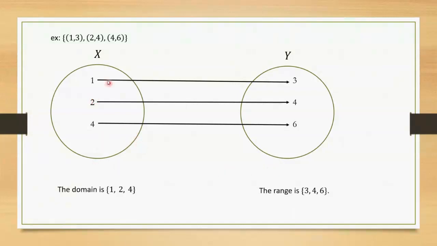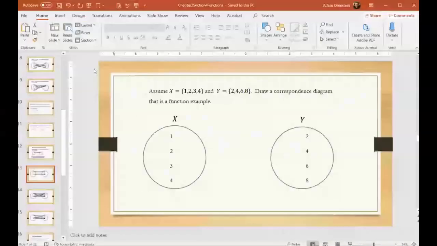The domain, as you can see, is all the x coordinates: 1, 2, 4, the first set. The range would be 3, 4, and 6. Over here, that's the range, all the y coordinates. Okay. All right, let me pause the recording.